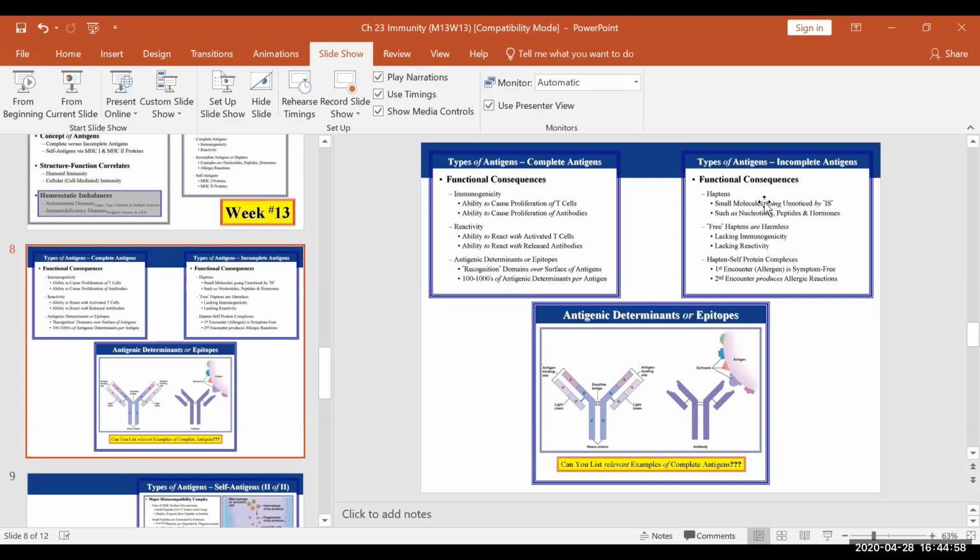Whereas incomplete antigens are called haptens. They go unnoticed by the IS, which means immune system. So we talk about nucleotides, peptides, and hormones. They're harmless until they're recognized, being tagged. So the first encounter, the allergen is symptom-free. The second encounter induces an allergic reaction. And this is the problem here.